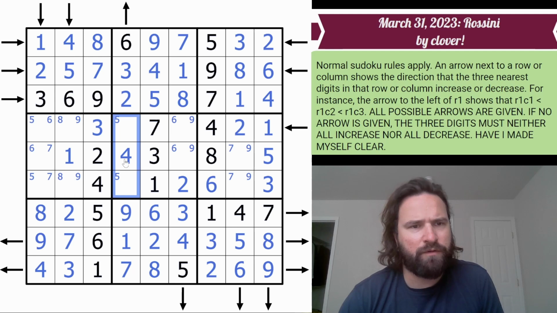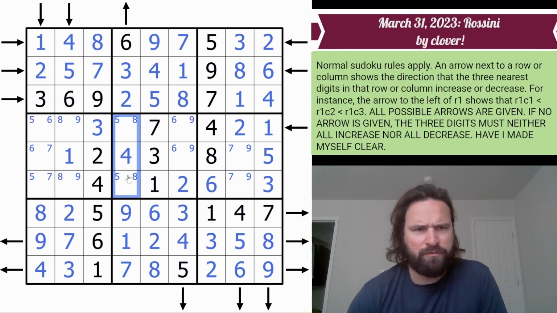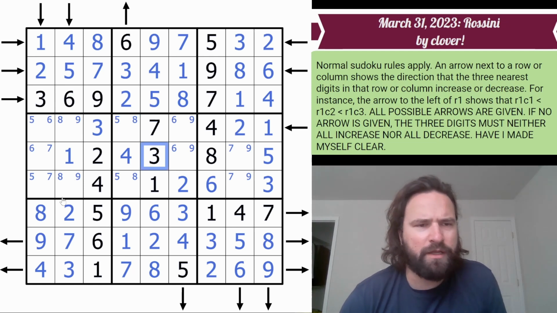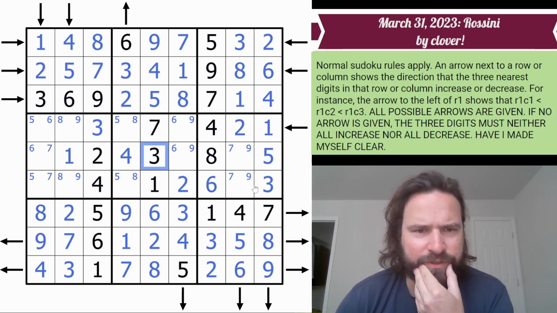1, 2, 3, 4, 5. 5s and 8s. Still don't know. How am I going to figure this out? Oh yeah, the numbers can't go in order. Wait, it must come down to that. That must be like the final thing. So none of these middle numbers could be in the middle. That's got to be what this is.